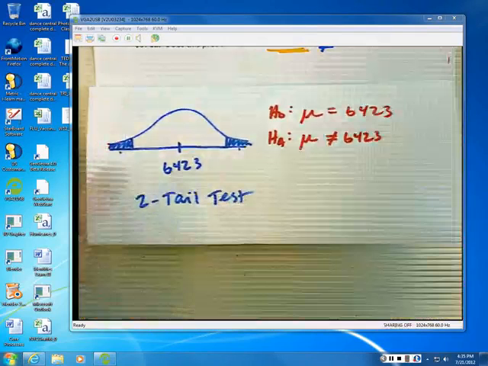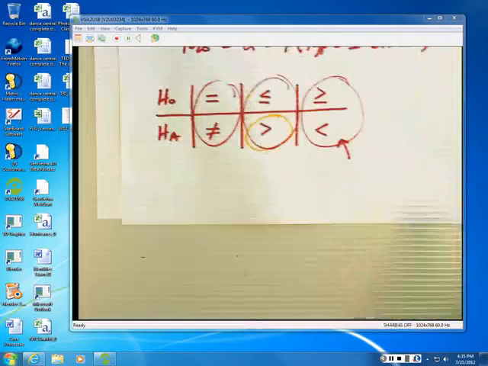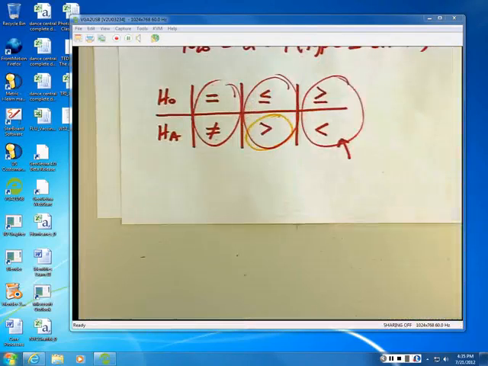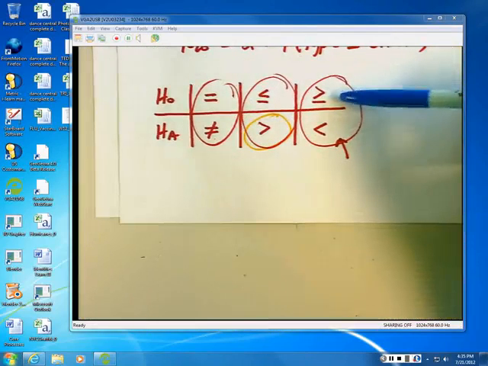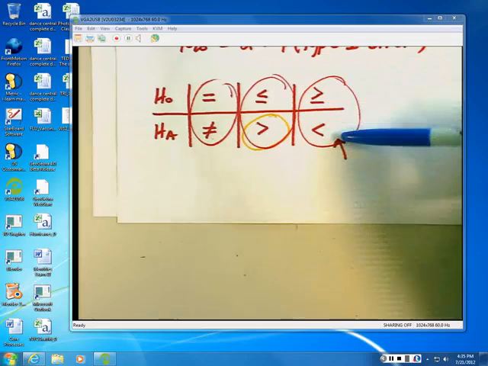Okay, so as you're looking at your hypotheses, you really want to think about that chart. Anything that involves the equal sign goes in the null hypothesis. Anything that does not involve the equals, so not equals, greater than, less than, goes in the alternative hypothesis.